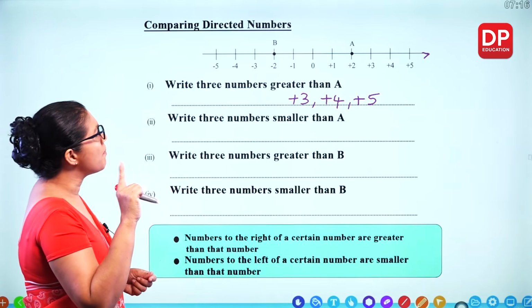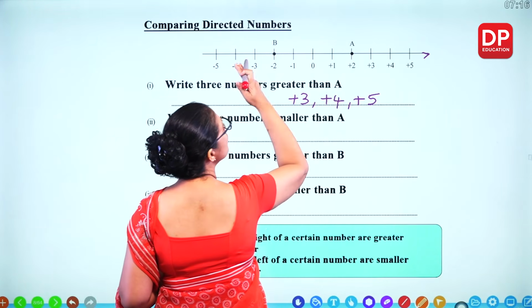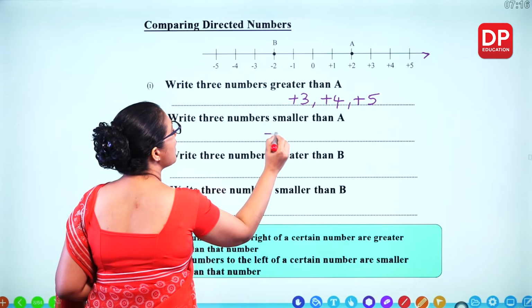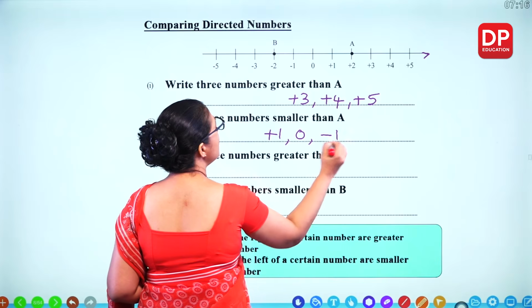Write 3 numbers smaller than A. So you can't write +2. So towards the left side: +1, 0, -1.